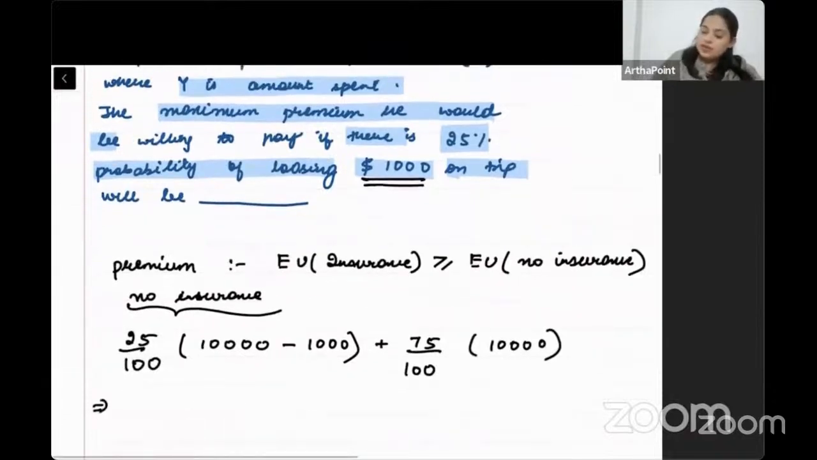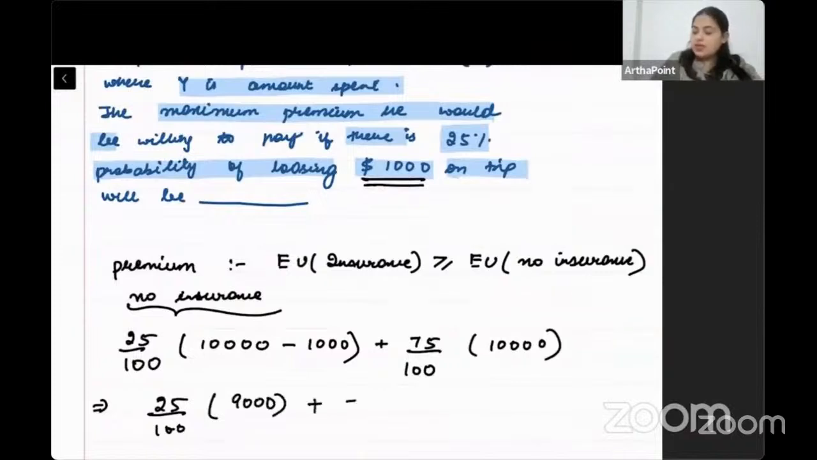So what will be his wealth? 25 by 100 into 9,000 plus 75 by 100 into 10,000. Calculate his wealth, beta. Jaldi se. Calculate his wealth, then his expected utility.